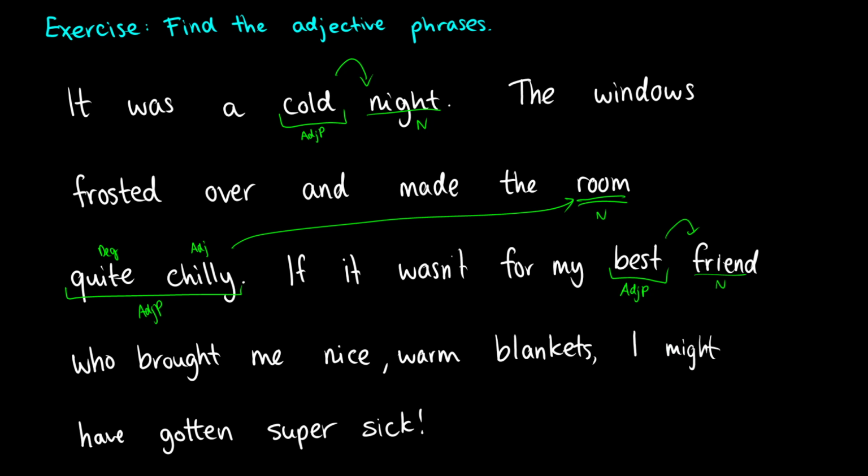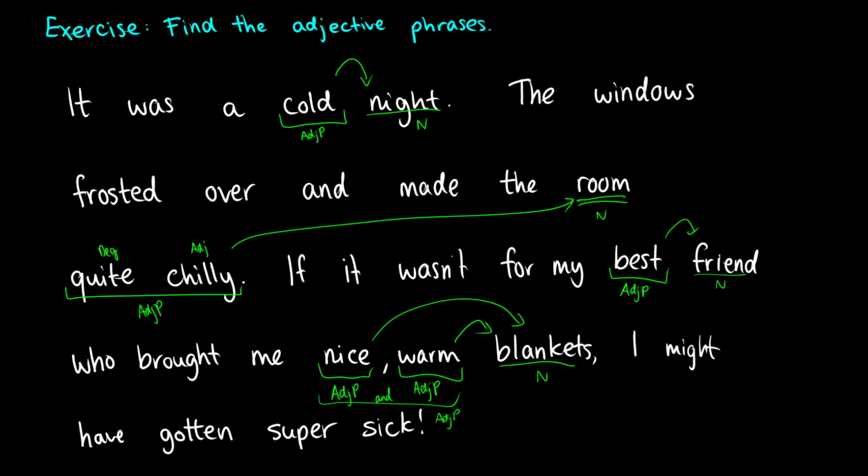Okay, you brought me nice warm blankets. Okay, so here, nice warm blankets. Here we have two separate adjective phrases, and they can be conjoined to make one big adjective phrase if we were to say nice and warm blankets. So putting and in the middle, we would have a nice conjoined one. But if they're separated by commas, we just say that these are both independently modifying the noun blankets. So we can have more than one adjective phrase in a sentence. So we could say nice, warm, blue, woolen blankets, and that would be four different adjective phrases modifying the word blankets. Okay, the next one, I might have gotten super sick.